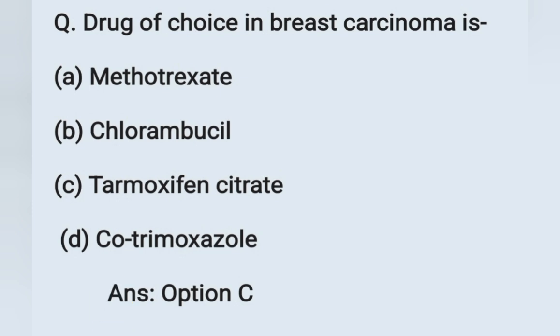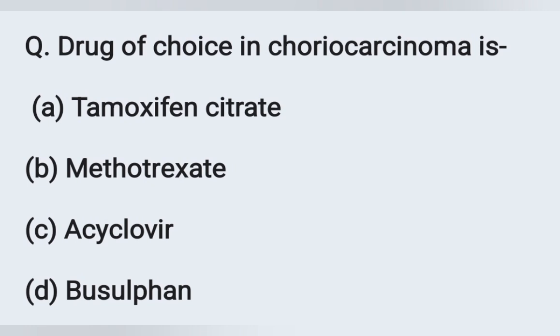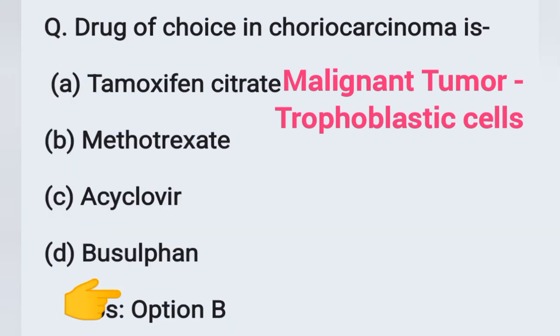And the next question is, drug of choice in choriocarcinoma is options. Option A tamoxifen citrate, option B methotrexate, option C acyclovir, option D busulfan. And the correct answer is option B methotrexate. Choriocarcinoma is a malignant tumor of trophoblastic cells. Okay, it's a fast growing malignant tumor. Its drug of choice is methotrexate.